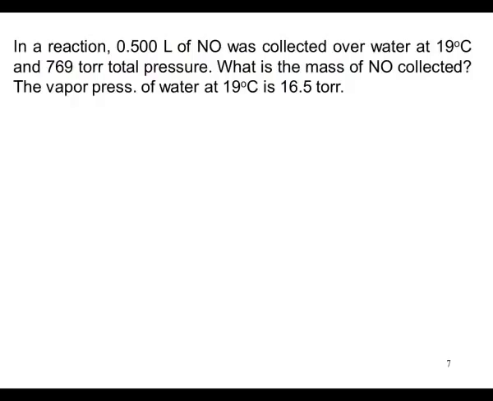In a reaction, 0.500 liters of nitric oxide was collected over water at 19 degrees Celsius and 769 torr total pressure. What is the mass of nitric oxide collected? The vapor pressure of water at 19 degrees is given as 16.5 torr. Remember that the total pressure is equal to the pressure of nitric oxide plus the pressure of water. Solving for the partial pressure of nitric oxide, we subtract 16.5 torr from 769, which is 753.